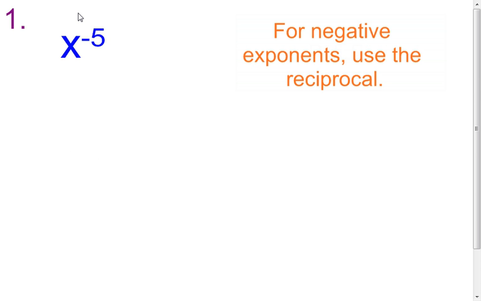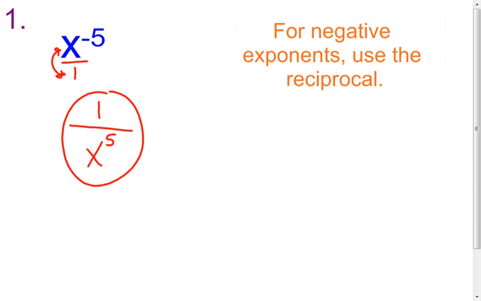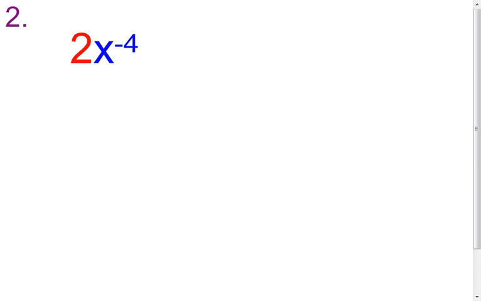So the reciprocal of x to the negative 5th is 1 over x to the positive 5th. Because this is like 1 right here, and notice what I did is I flipped those. Okay? So I used the reciprocal. Or I put it downstairs. That's how I like to say it.